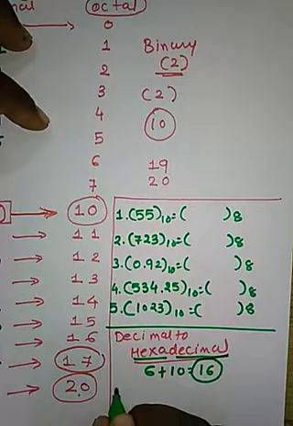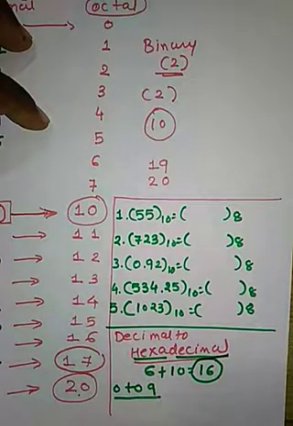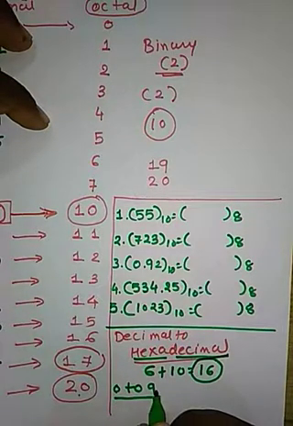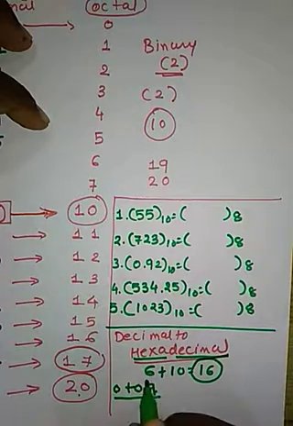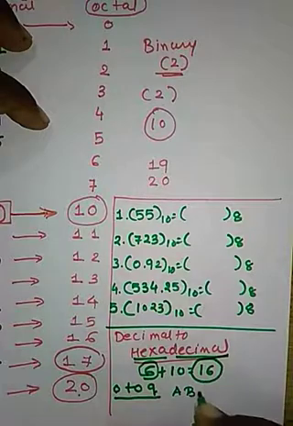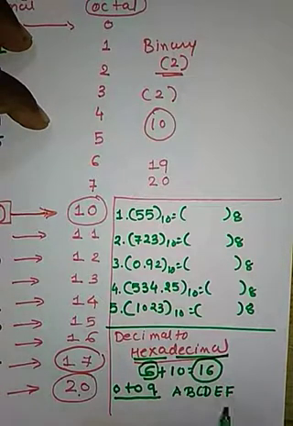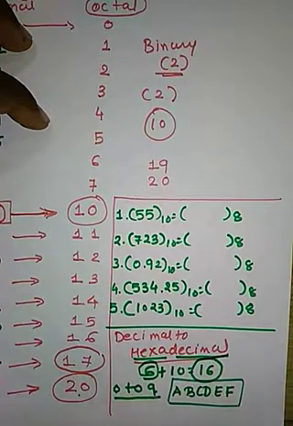But we all know that we have only 10 digits, 0 to 9. So what about the other 6? It uses A, B, C, D, E and F.